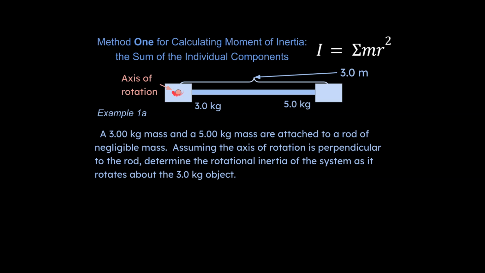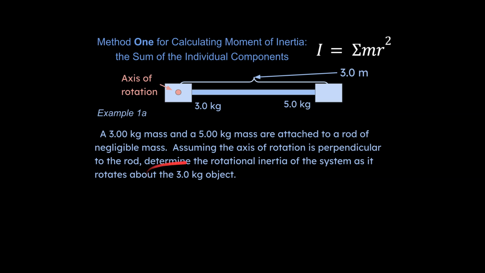So if the axis of rotation is right here, you would get one answer. If it was, say, over here, you would get another answer. If it was somewhere in the middle or something like that, then you would get a different answer altogether. And that's because the mass is distributed differently from the axis of rotation in every case. Now, if something is directly at the axis of rotation, like this 3 kilogram mass in this example here, then that becomes irrelevant. Let me show you what I'm talking about.